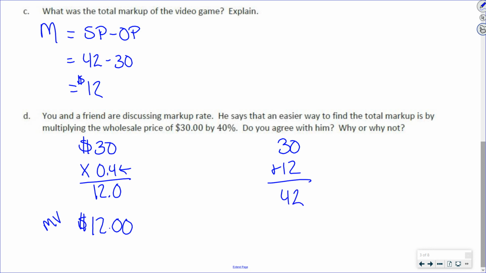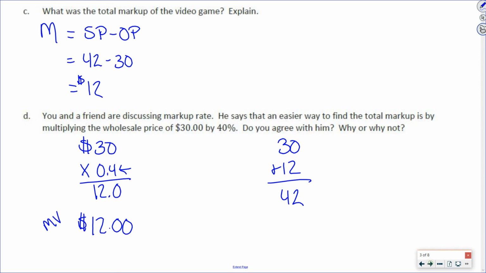So yes, your friend is right. He can find the markup value, but the problem is he can't find the final price unless he does an addition problem, and the addition is key. Don't ever assume that once you find one value, you're done. Remember, the selling price is going to be greater than the original price, so that percentage has got to be greater than 100%. And the first case we had was 1 plus 0.4. That's 140%. 100% plus 40% gives me 140%.